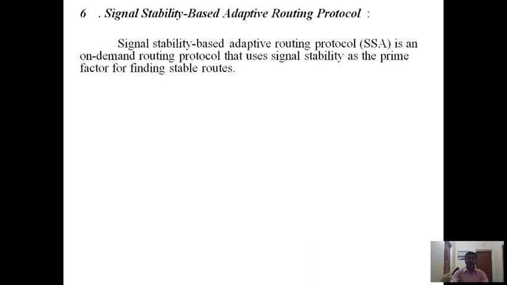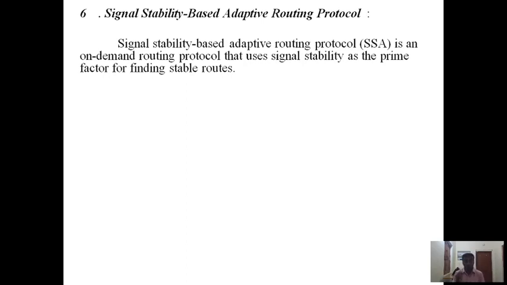Then the sixth one is the signal stability based adaptive routing protocol, shortly called SSA. It is an on-demand routing protocol that uses signal stability as the prime factor for finding stable routes. So whenever we require, we establish the route. Such an on-demand routing protocol is mainly based on signal stability as the main factor in finding the stable route.